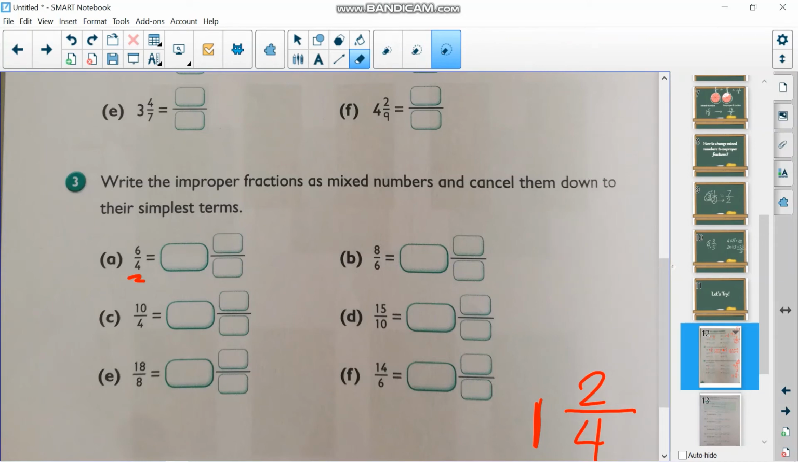Now, 2 quarter can still be changed into lowest term. So let's write it here.